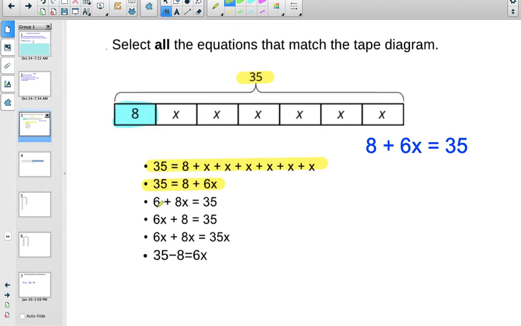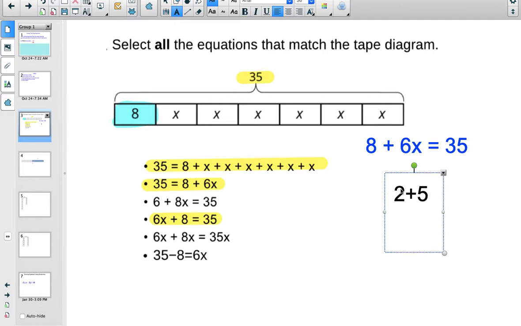What about 6 plus 8x equals 35? Well, are there 8 x's? No, so that's not true. What about 6x plus 8 equals 35? Am I able to use the commutative property to flip those around? Yeah, that's true. The idea there is, what's 2 plus 5 equal? Well, that equals 7. What's 5 plus 2 equal? That equals 7. So the commutative property says you can switch around your terms as long as you're multiplying or adding.